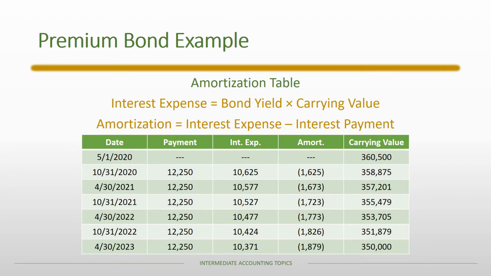So we complete the rest of the table following that same process. The interest payment is fixed. The interest expense is the bond yield times the previous carrying value. The amortization is the difference between the two. And of course, we end up at the par value at the end of the day. Notice that the interest expense is getting smaller in this case, but since the interest expense is less than the payment, as the interest expense gets smaller, the amount of amortization gets bigger. And so amortization is increasing over the life of the bond, just like it was increasing over the life of the discount bond.